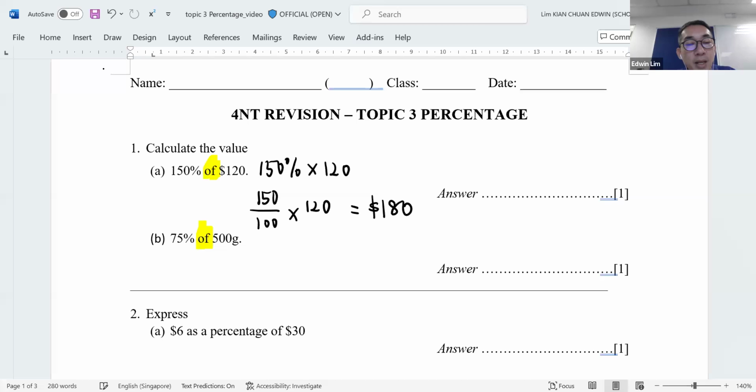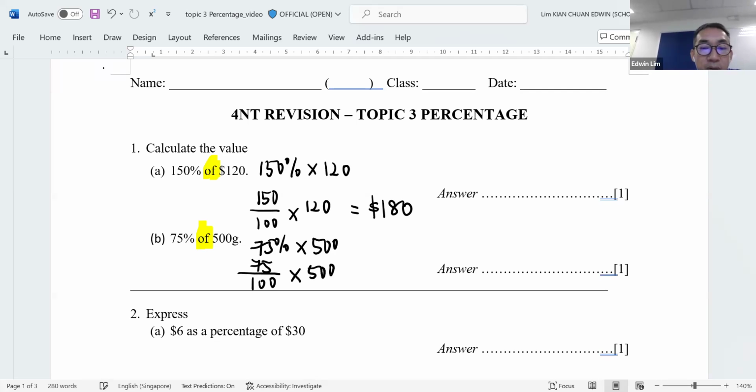For part B, the idea is similar. 75% of 500 grams, "of" is times. So you can just use 75% times 500, or you can write it as a fraction, 75 over 100 times 500. Good, you get 375. Right, this is the solution to question number 1.